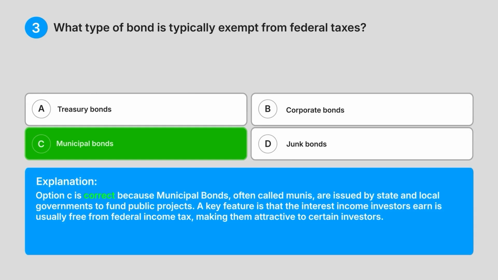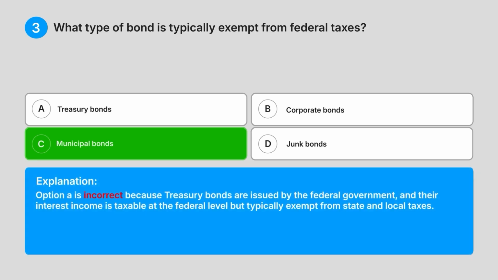Explanation. Option C is correct because municipal bonds, often called munis, are issued by state and local governments to fund public projects. A key feature is that the interest income investors earn is usually free from federal income tax, making them attractive to certain investors.